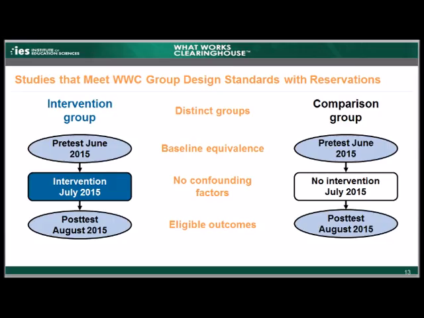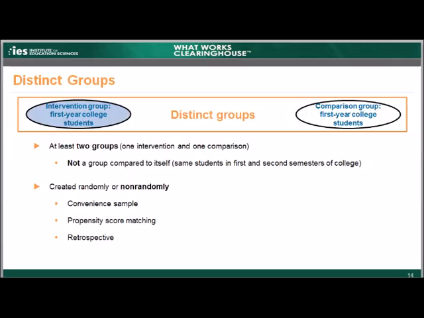The first factor we'll discuss is the need for distinct groups. For a study to be eligible for review by the WWC, it needs to have at least two groups, one group that receives the intervention and another that serves as a comparison group. Of course, the rationale here is that the comparison group allows us to estimate what would have happened without the intervention.